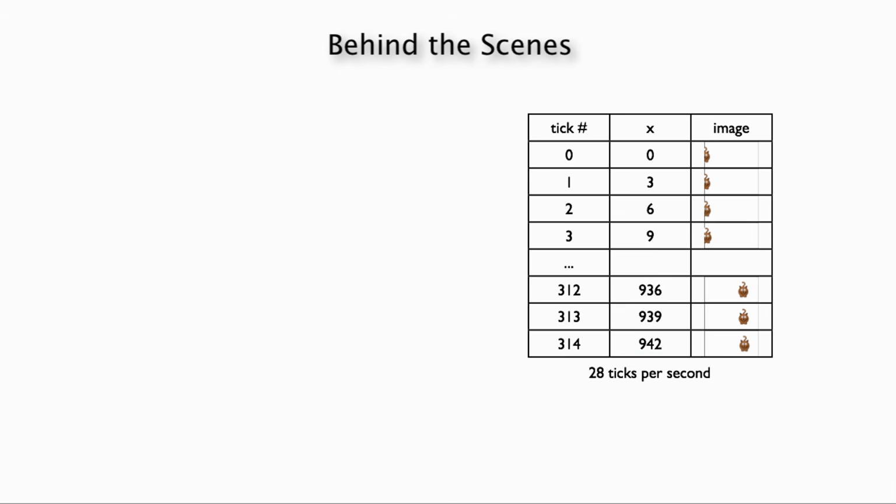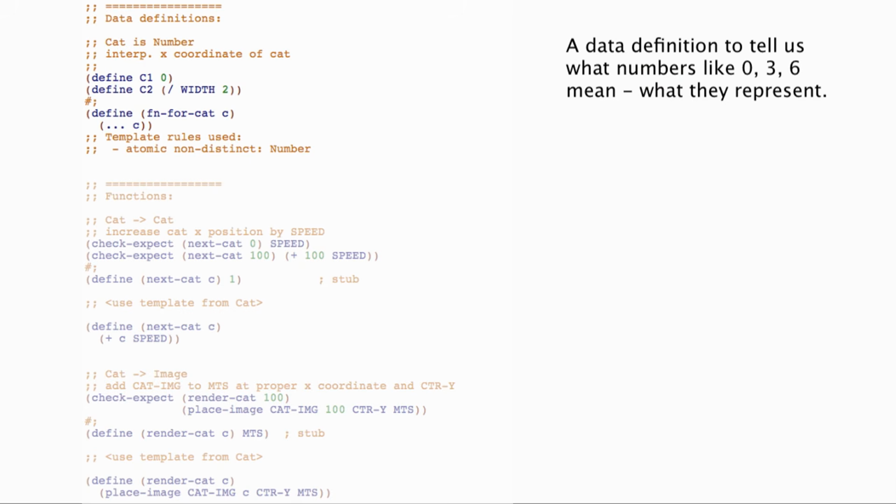Now continuing with this exercise of thinking about what just has to inherently be inside this program, let's think in terms of information and data for a second. We've got these numbers 0, 3, 6 that are representing the x position of the cat. When we do something like that, we use a data definition. We use a data definition to tell us how we're going to represent domain information using data. So here's a data definition for that. We're going to say that cat is a number, and we're going to interpret that number to be the x-coordinate of a cat. The rest of this data definition is fairly straightforward now. It's simple atomic data.